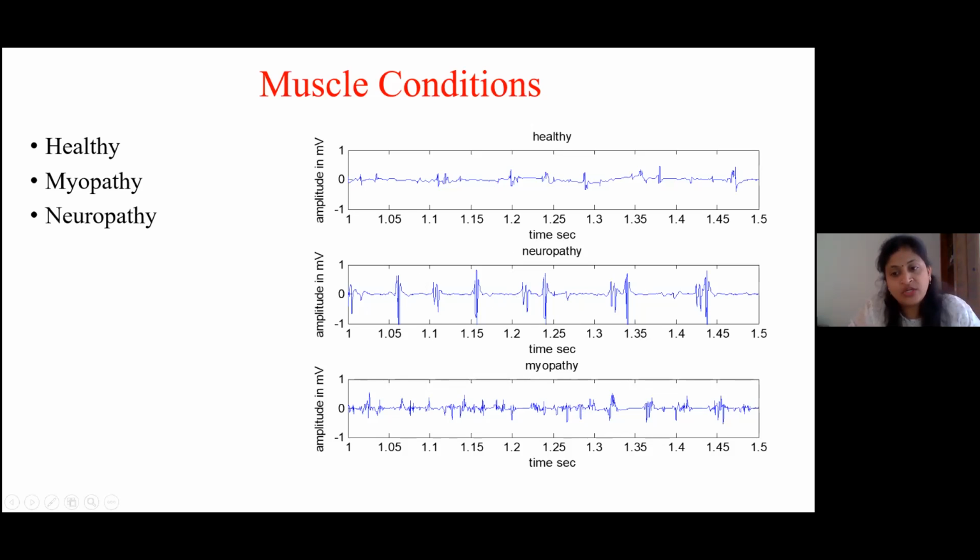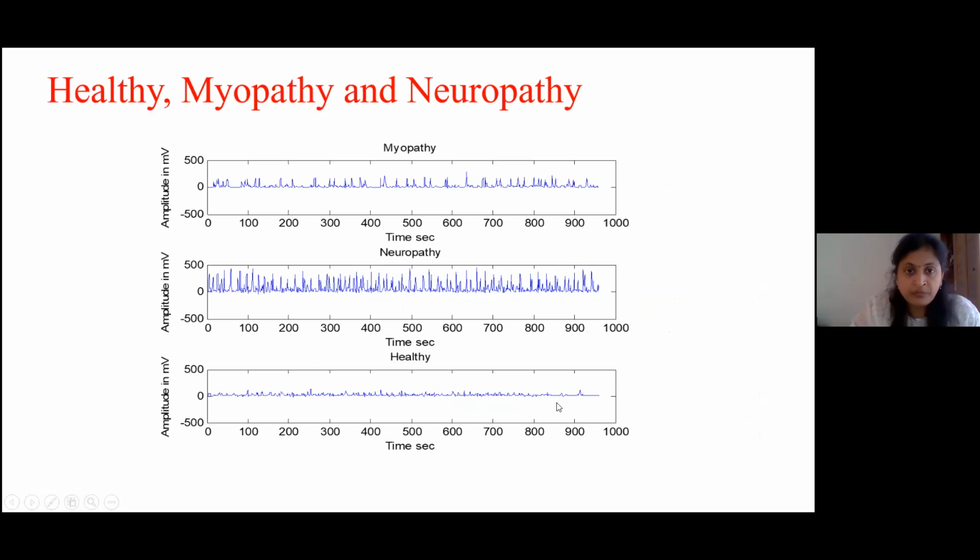In a myopathic condition, what happens? Your axons and neural conditions are very nice, but your muscle fibers are damaged. Some of the muscle fibers inside your muscle are damaged. In that condition, you will get this kind of signal, which is called a myopathic arrangement. So for general purpose analysis, it should be a healthy signal, but you should find whether your muscle is in the neuropathic condition or the myopathic condition.